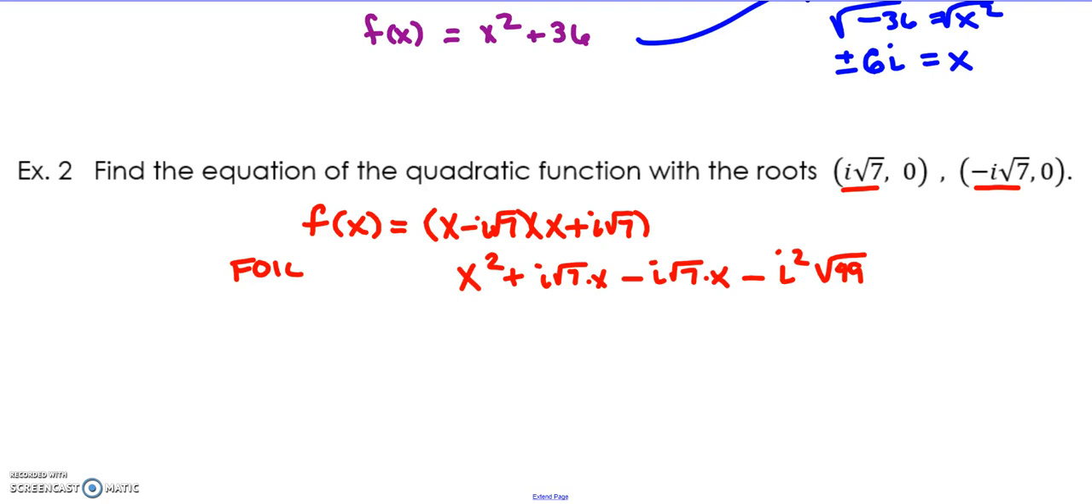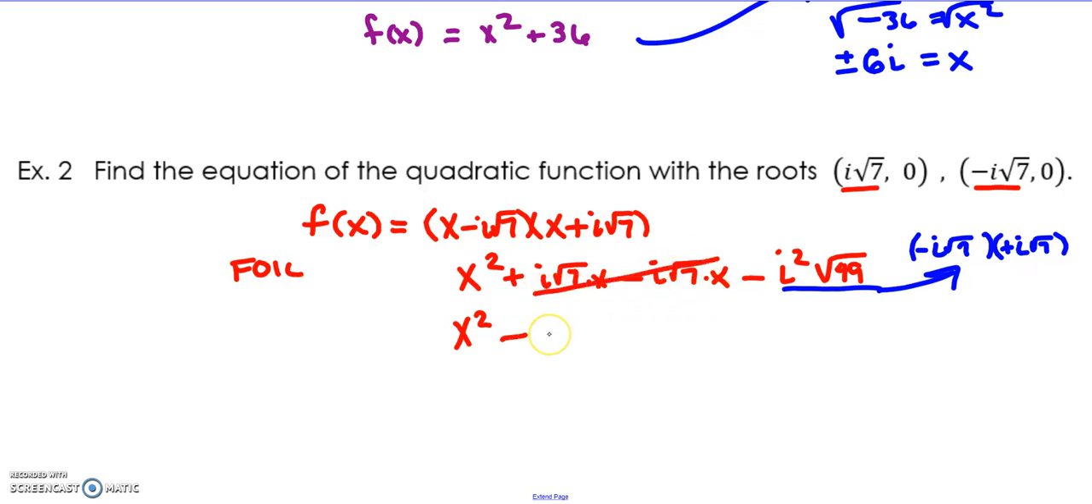So this right here came from i square root of 7 times positive i square root of 7. That's where this came from. All right, so let's simplify. x squared. These two cancel. And I'm left with negative i squared square root of 49. And we can simplify this over here.